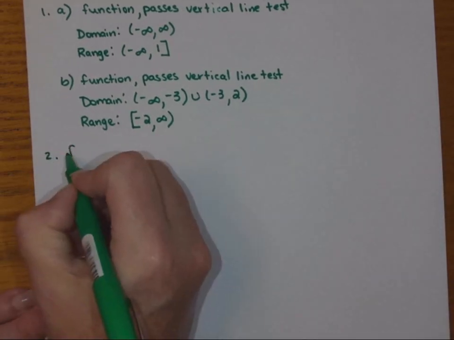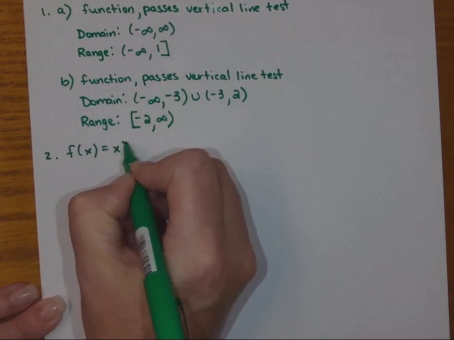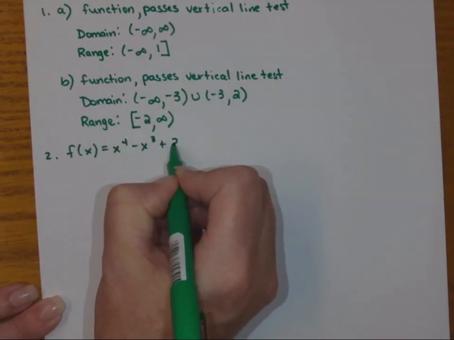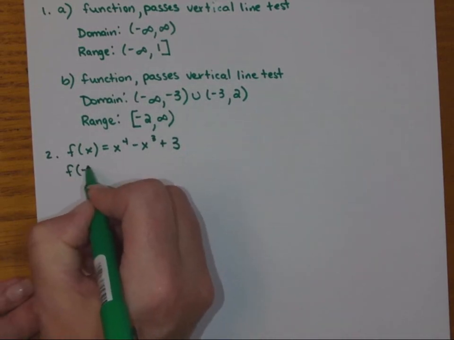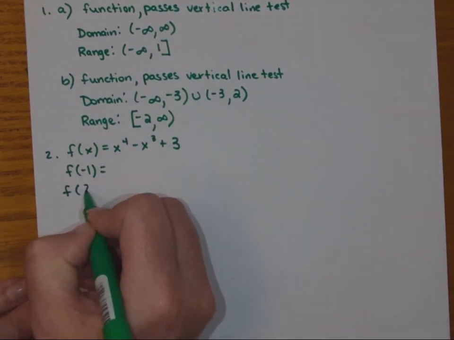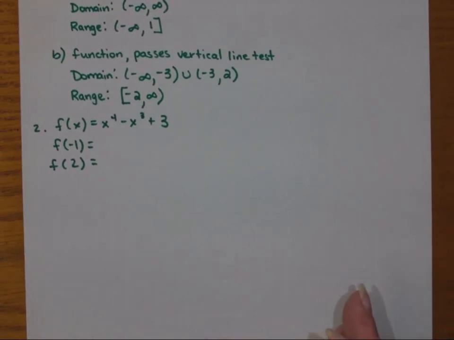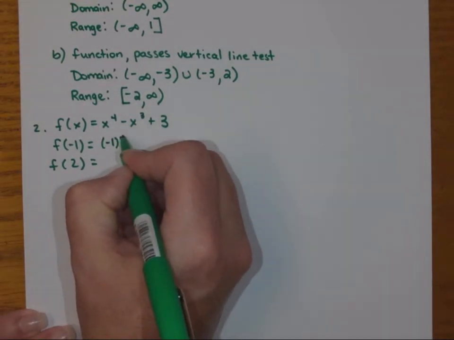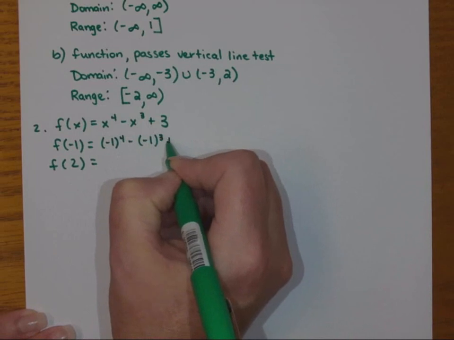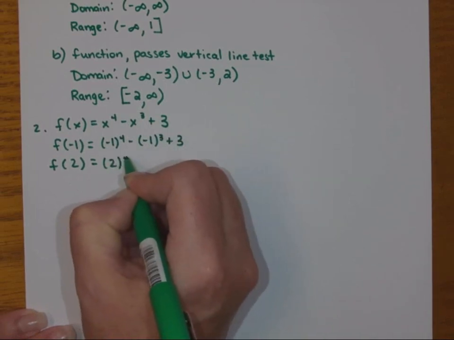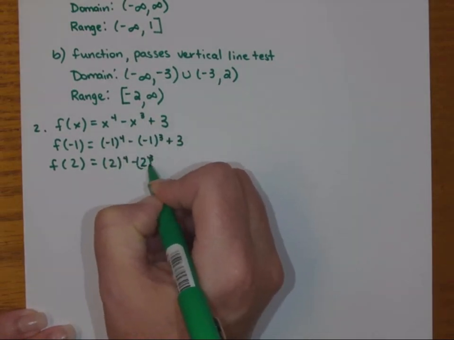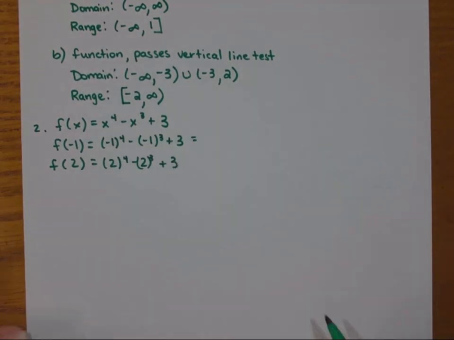Number 2. So you will have a problem, something like this, where you're given a function and then you're asked to find a couple of function values. And remember when we did this in class, it doesn't matter what the value is in the parentheses, you just plug that whole thing in. So this will be negative 1 to the 4th minus negative 1 cubed plus 3. This will be 2 to the 4th minus 2 cubed and then plus 3. Notice it's really important, especially with the negative numbers, that you put the negative number in parentheses if you're going to use your calculator.